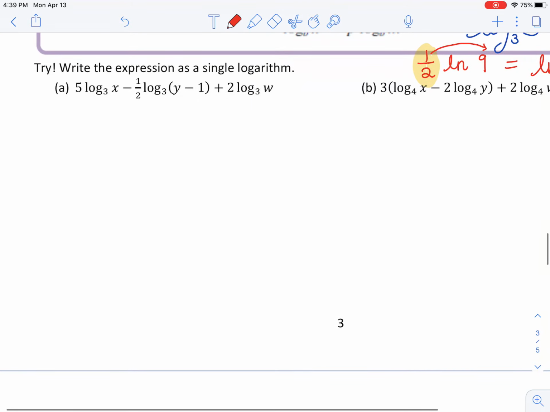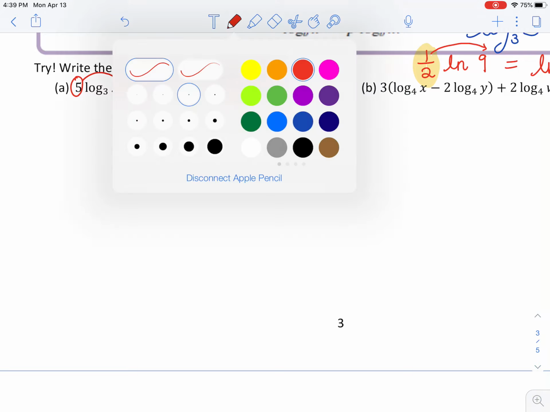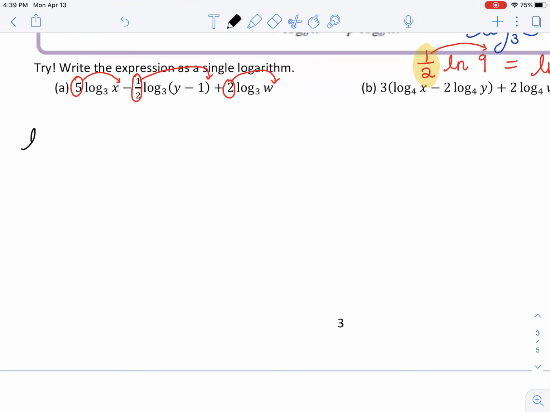All right, let's do this one. This does look complicated though. All right, anyways, I see all these numbers in front of it. What I'm going to do is make a little indication that the coefficients are turning into the exponents of these terms. Okay, so that's my first step. I'm going to do that first.